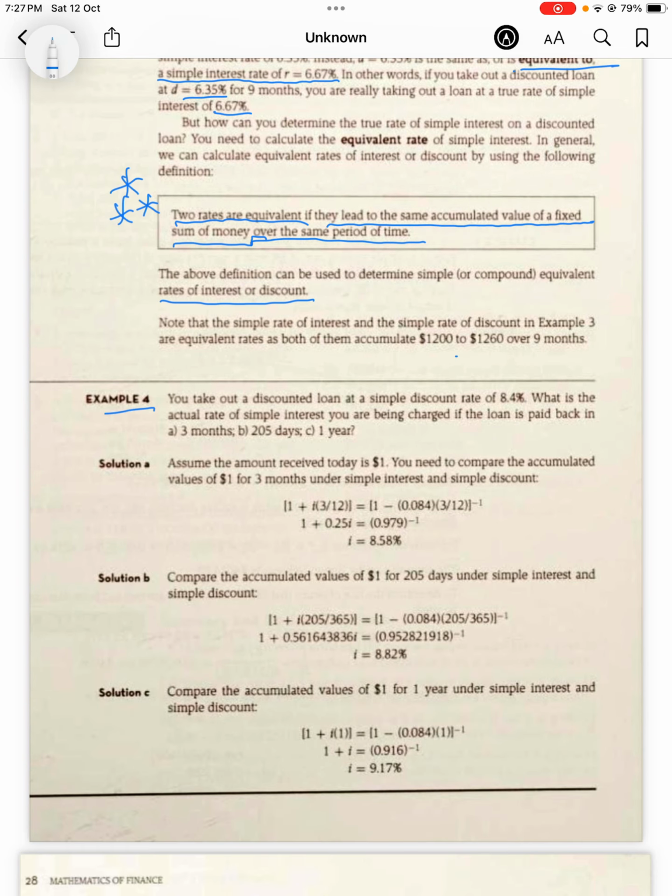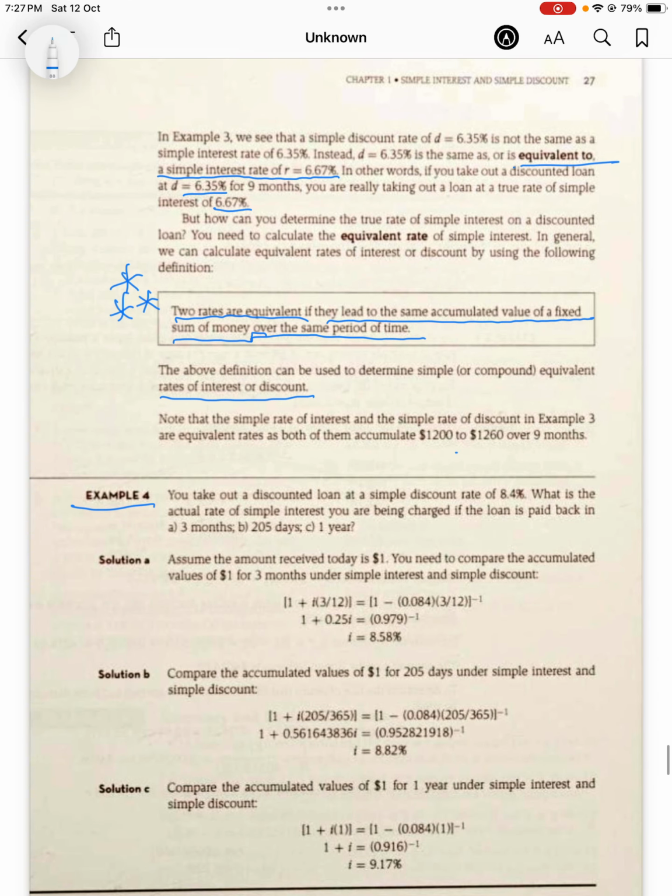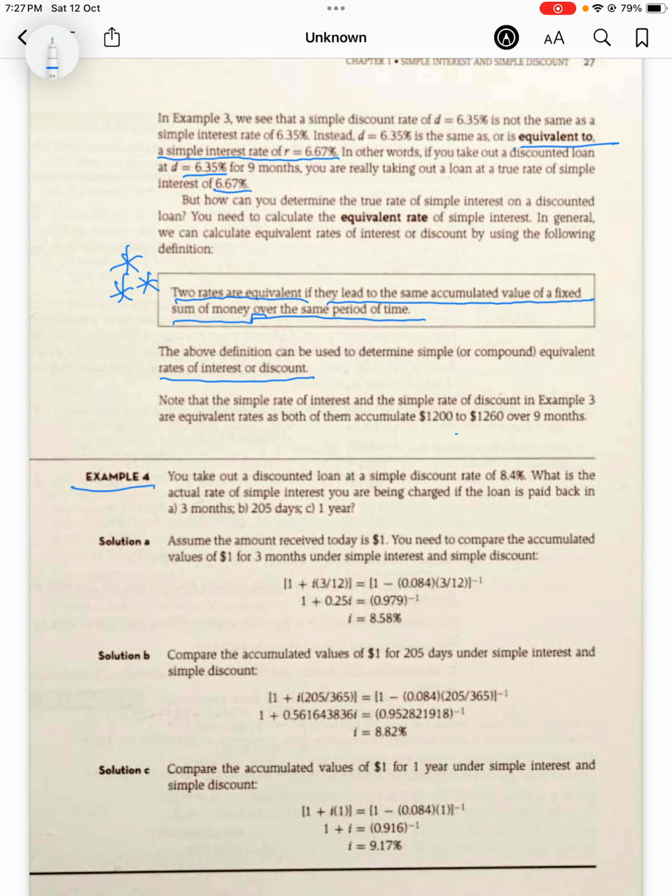Here we will have example number 4, page 27. We take out a discounted loan at a simple discount rate of 8.4%. What is the actual rate of simple interest you are being charged if the loan is paid back in 3 months, in 205 days, and 1 year? Assume the amount received today is $1.